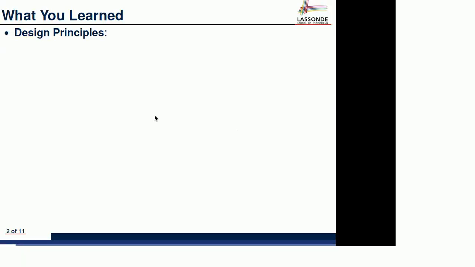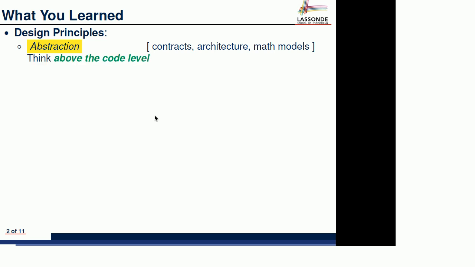I would say think about the design principles we have learned in this course. It's good to reflect: abstraction, contracts, architecture, math models. We talked a lot about them. Think about the code level. Thinking in terms of math objects, and thinking about precondition, postcondition, and class invariant, is a very valuable practice for this course. Information hiding, right? You want to keep certain parts stable.